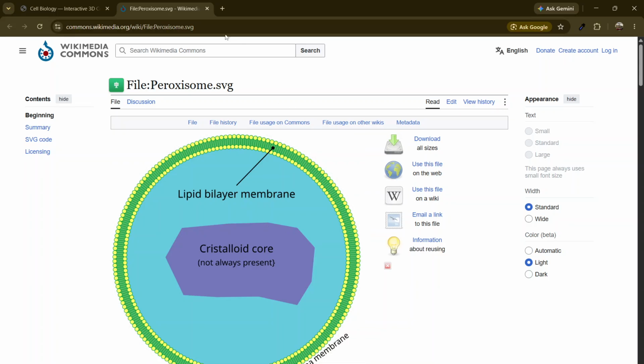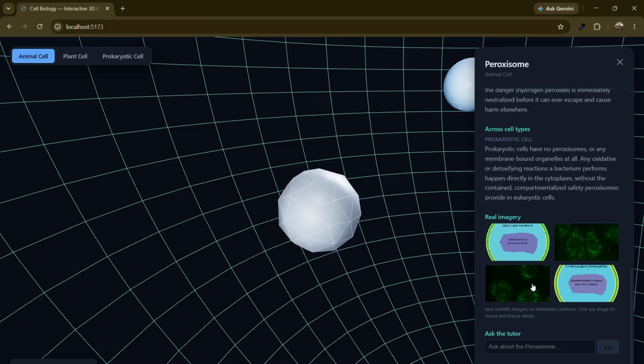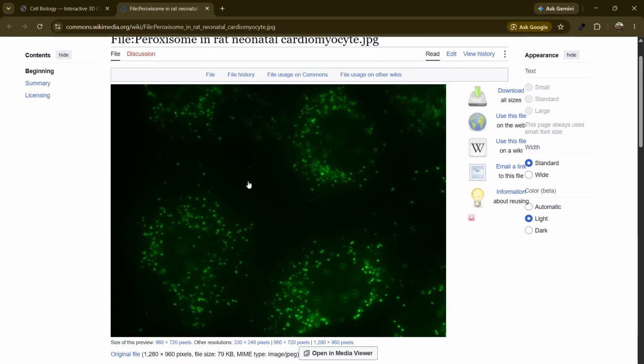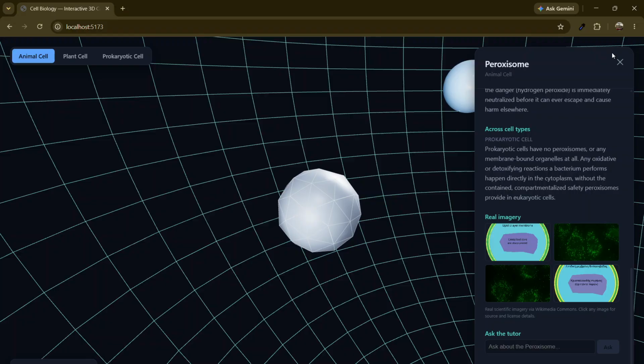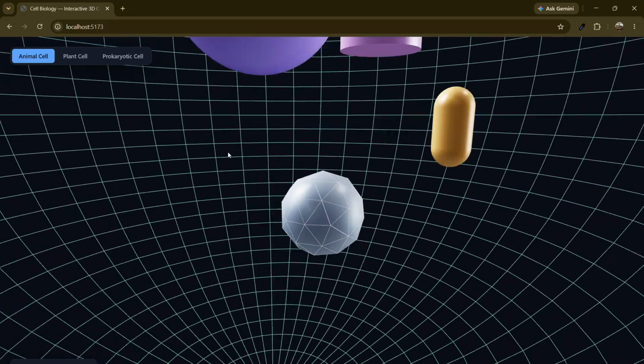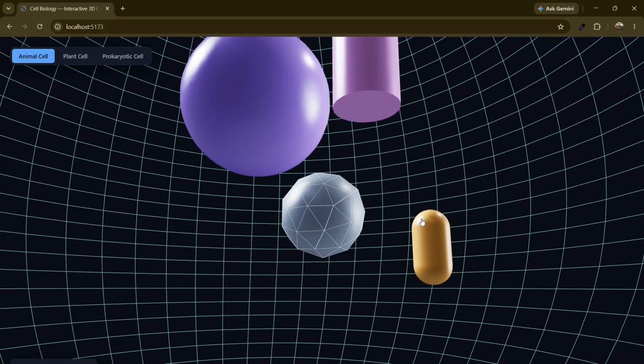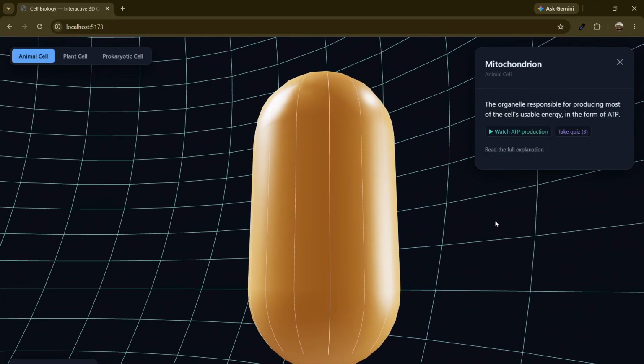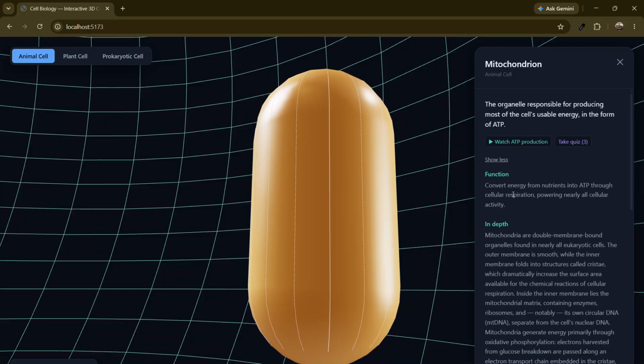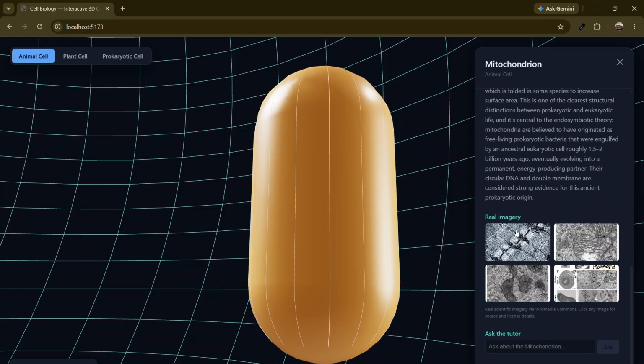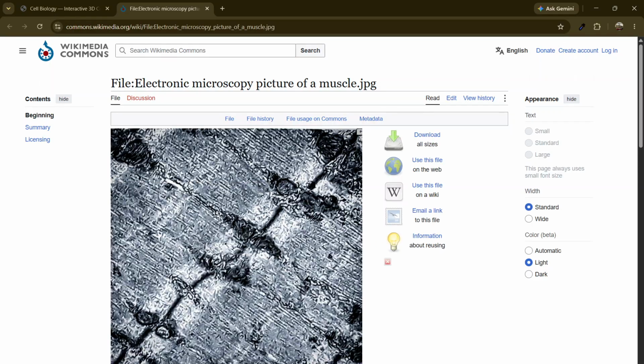Peroxisome, so you can learn a little bit more here if you like. And then click here. Ooh, that's kind of cool. All right, now let's click on another organelle. Let's click on this bad boy right here, the mitochondrion. And so a brief summary, you have the organelle responsible for producing most of the cell's usable energy in the form of adenosine triphosphate, or ATP. You can read a full explanation, and then you can take a look at some images. Oh, that's cool.